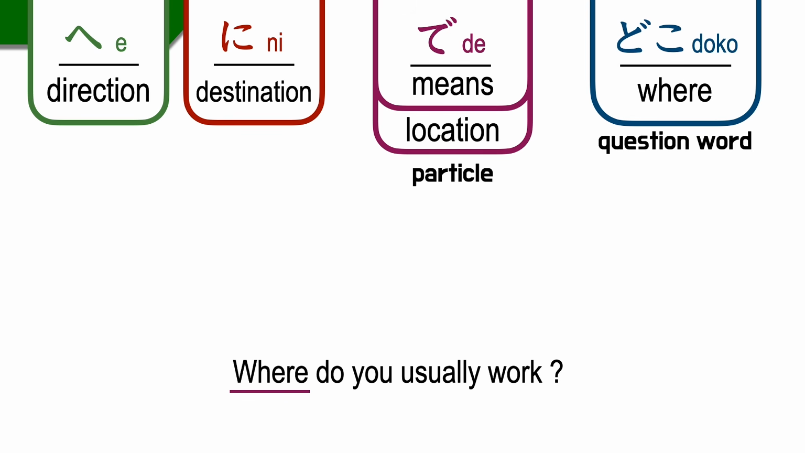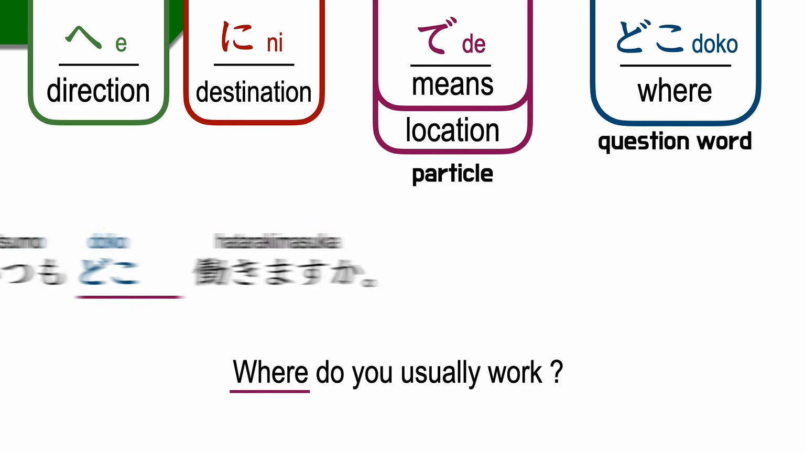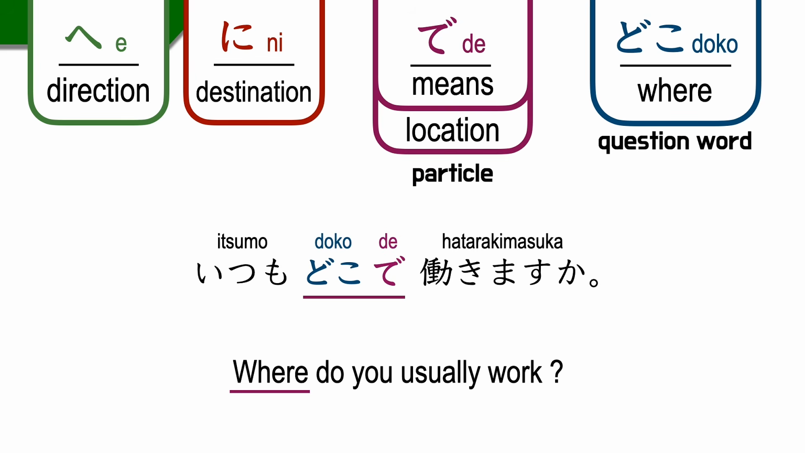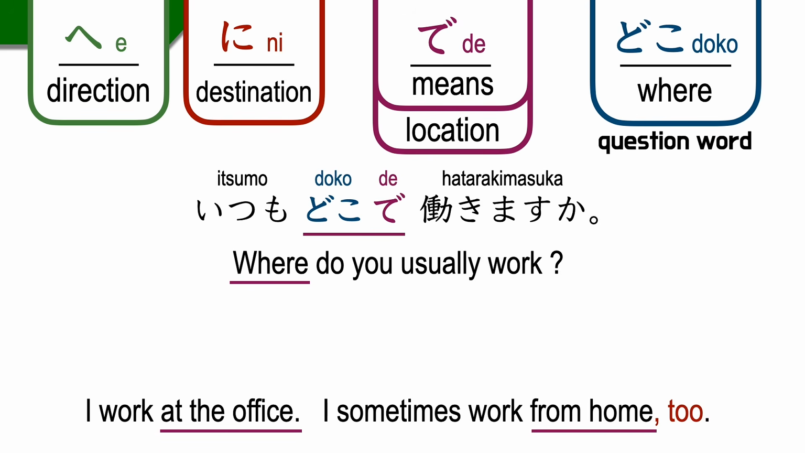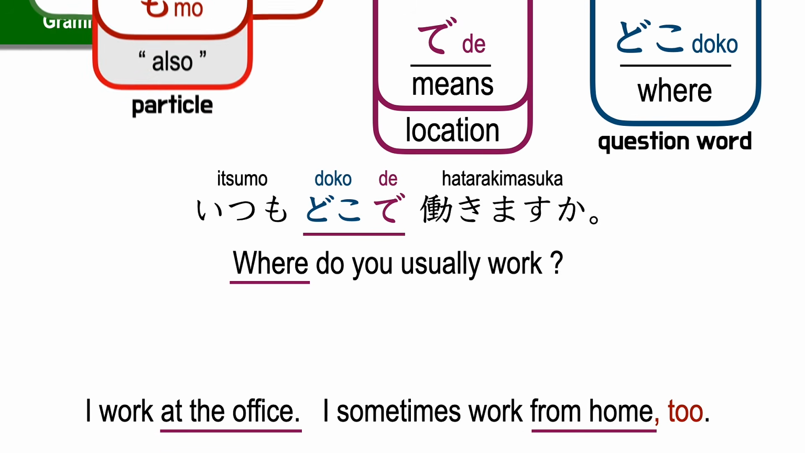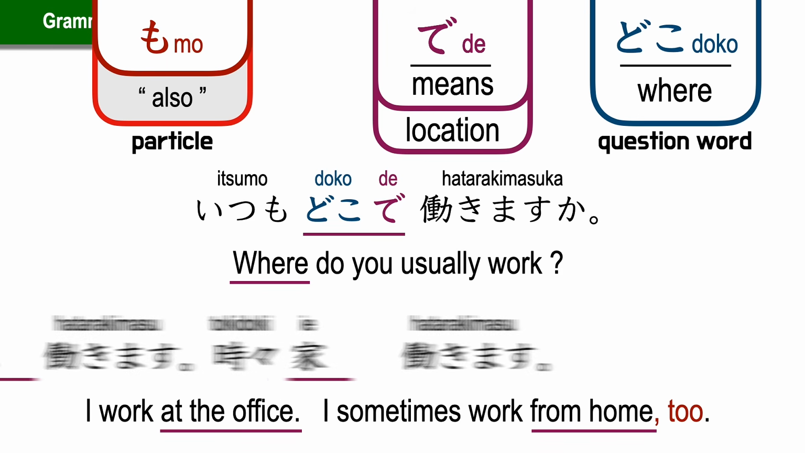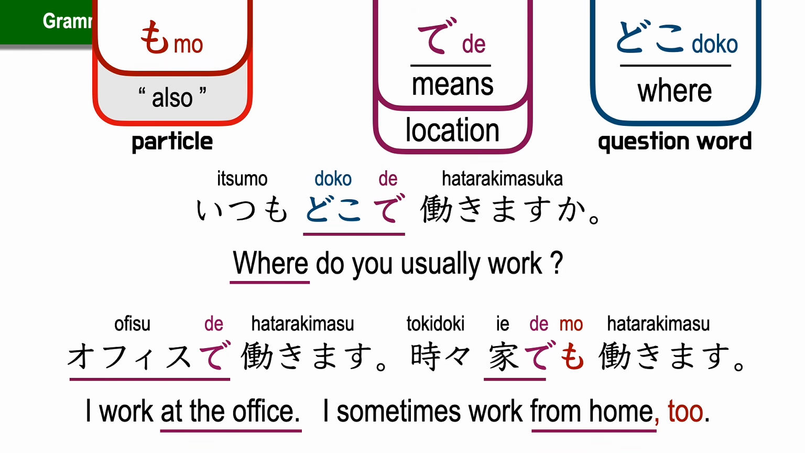Where do you usually work? いつもどこで働きますか? As the answer to this question, how would you say, I work at the office. I sometimes work from home too. オフィスで働きます。時々家でも働きます。So while o and mo particles cannot be used together, it's okay to use de and mo particles together. They don't have a beef.